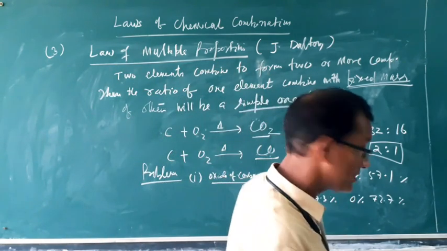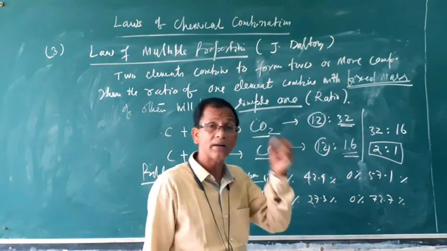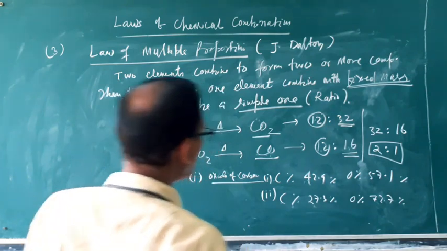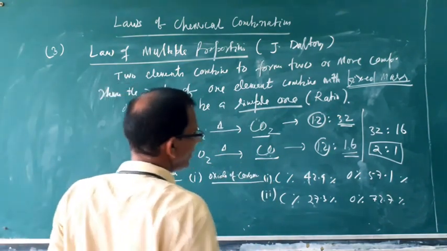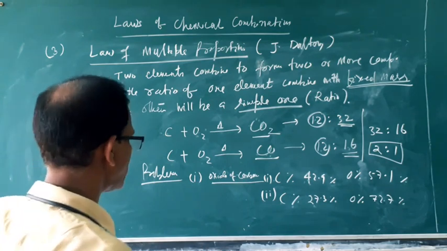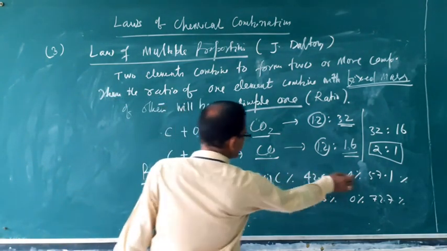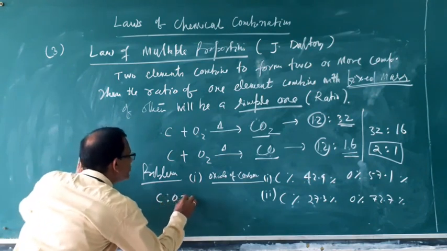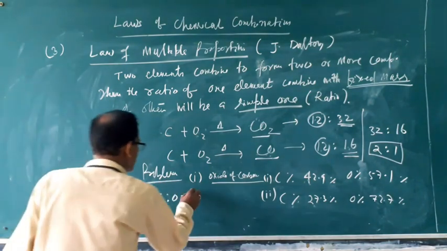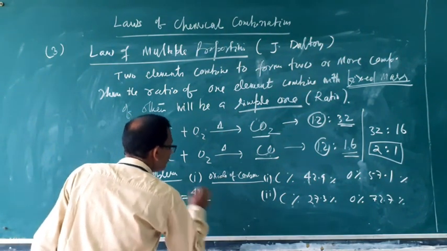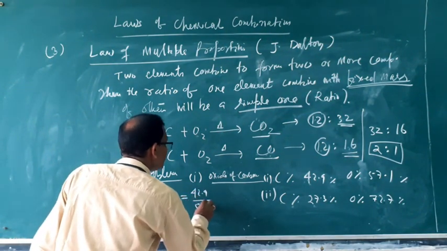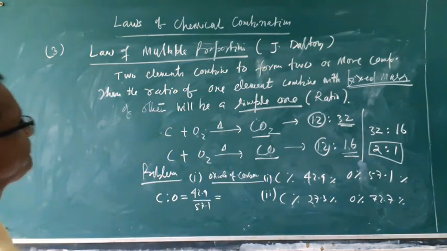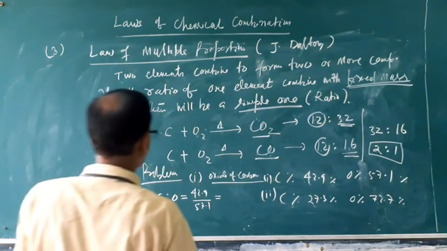What is the law of multiple proportion? We have to take one mass constant. So you take the oxygen mass as constant. That means you take the carbon to oxygen ratio. In the first experiment, the carbon and oxygen ratio is how much? 42.9 upon 57.1. This ratio is how much? 0.751.